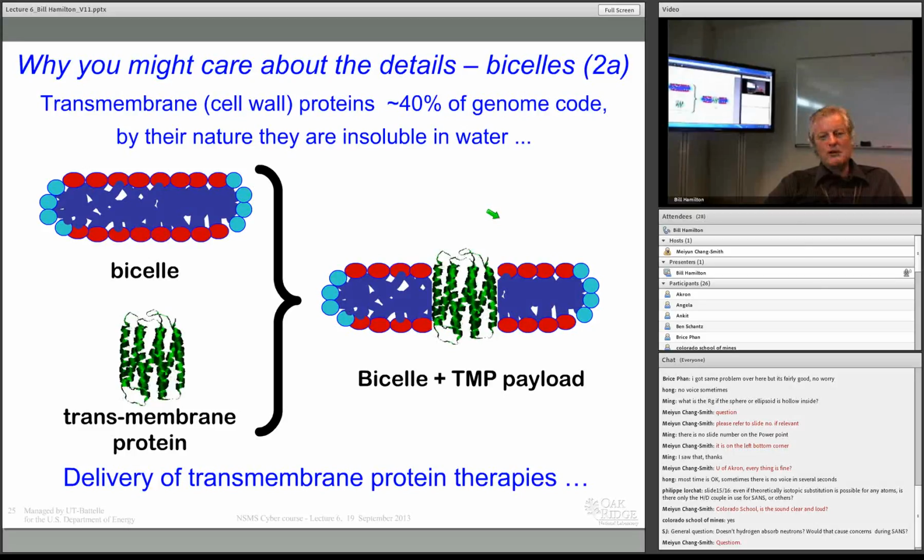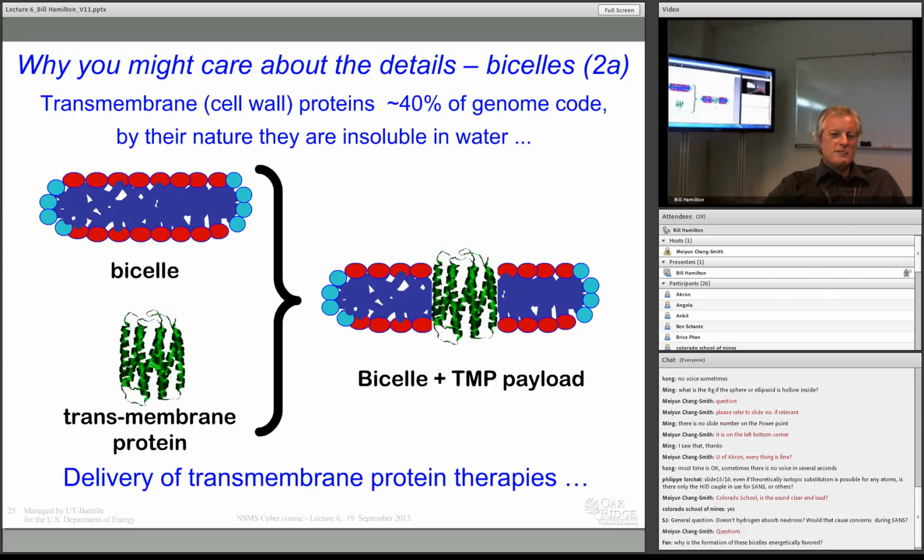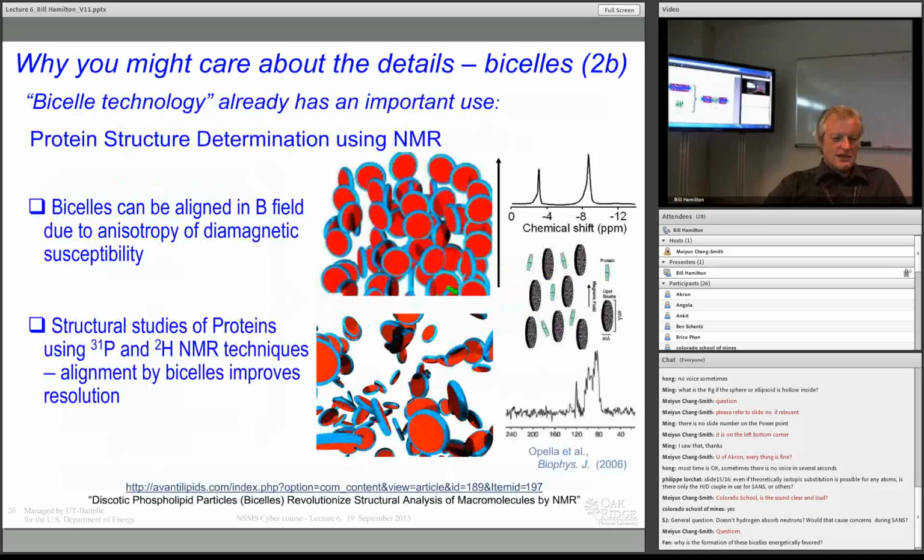And what we thought was that using these bicelles, which are similar to your body's cell walls, would create a great little delivery system for one of these proteins that might be used in therapies. And we thought we would be measuring bicelles with transmembrane protein and essentially developing technology that way. But when we started looking at this, we actually found that there already was a technology.